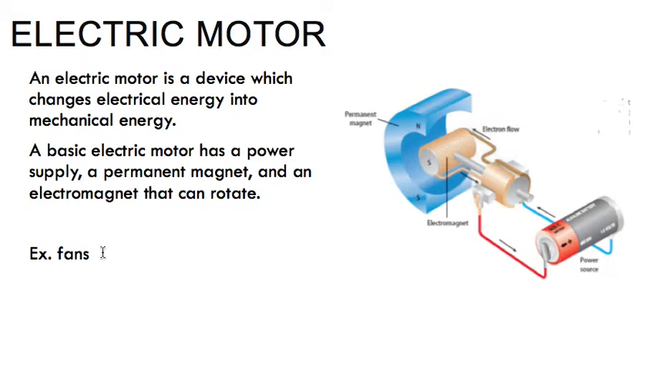Right? An electric motor is a device which changes electrical energy into mechanical energy. So a basic electric motor will have a power supply, a permanent magnet, and an electromagnet that can rotate in it. It'll look like this. Don't worry about knowing the details of this diagram though. But a fan that you may have in your house or your room has an electric motor in it. So it's going to take that electricity and make something move around.